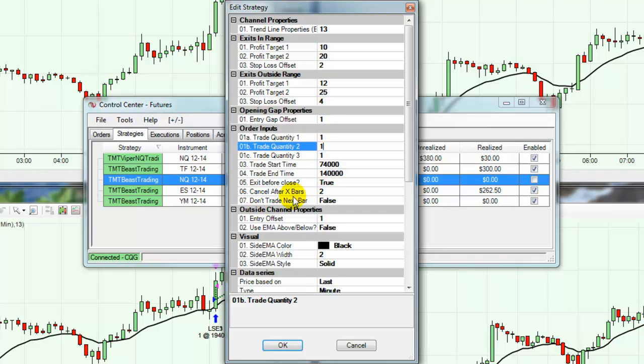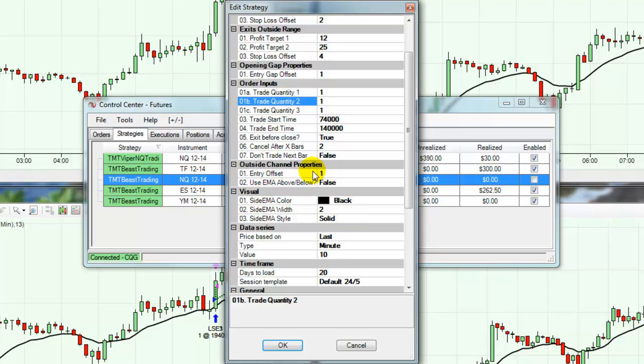Cancel after 2 bars has to do with internals of the strategy, and we recommend having it set to 2 for index trading. Don't trade the next bar. Again, it's built in for the strategy. We recommend having it set to false for index trading.